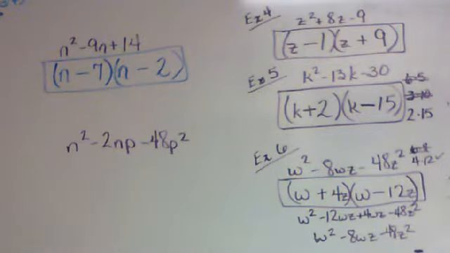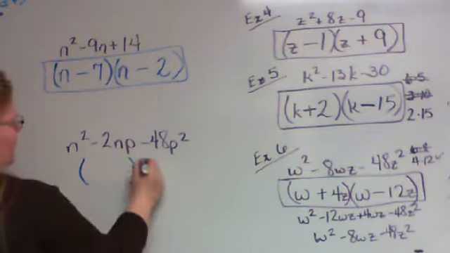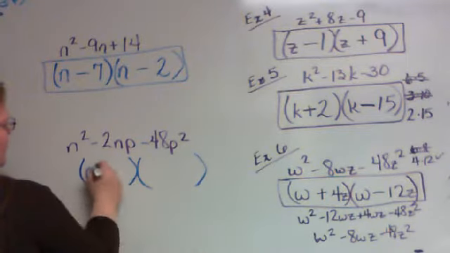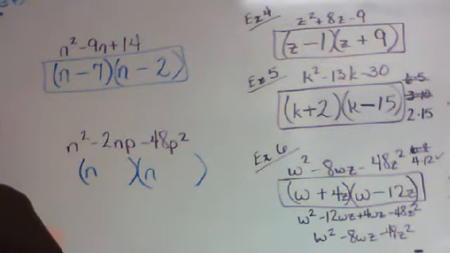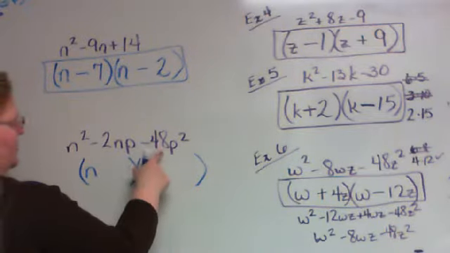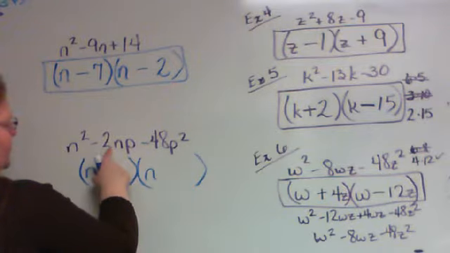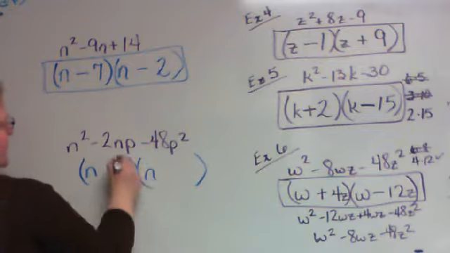Okay, forget those rules. For this one, no GCF. Leading coefficient is 1. So I draw my skeleton. Two things that multiply together to give you n squared is n and n. Two things that multiply to give you 48 and subtract to give you 2: 6 and 8.